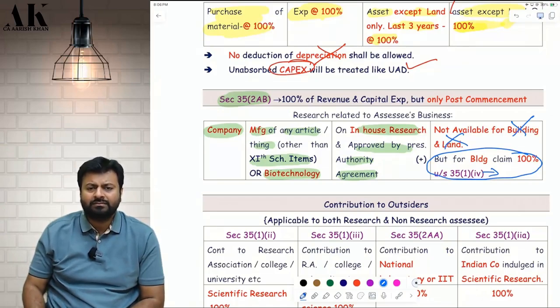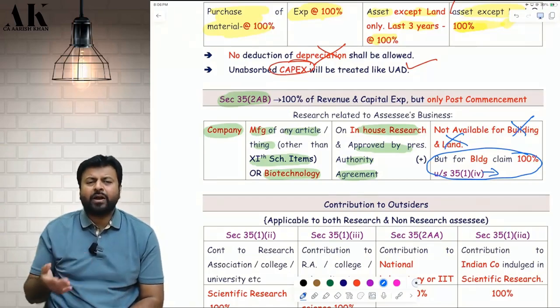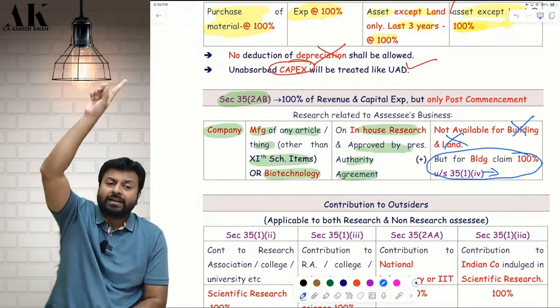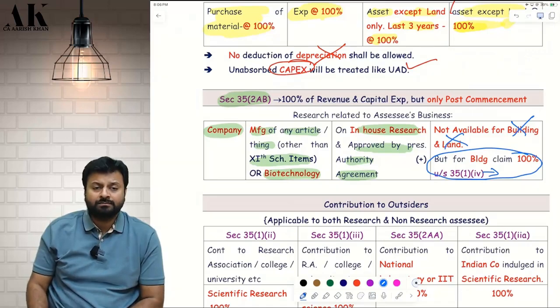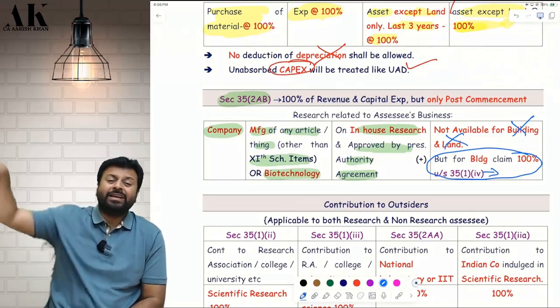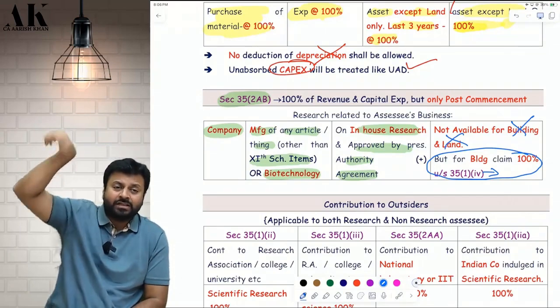Are you clear? Yes, sir. Sir, what's the point of fulfilling these conditions when everybody can classify over there? Yes or no? A question will come, if everybody can classify over there without fulfilling all these conditions, why the hell will I come over here?